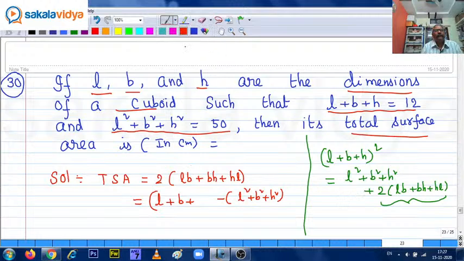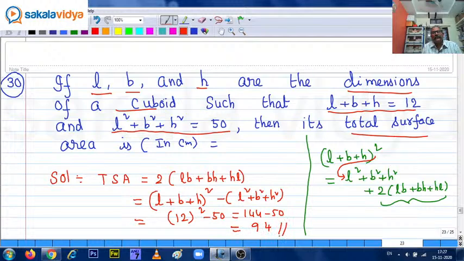One minute, let me do the problem. L plus B plus H whole square, sorry, this minus this one. So this equals 12 square minus 50. 144 minus 50 is 94. 94 is the answer. So this is a very important question. This may be asked in the examination.